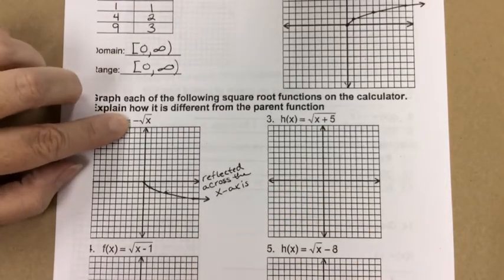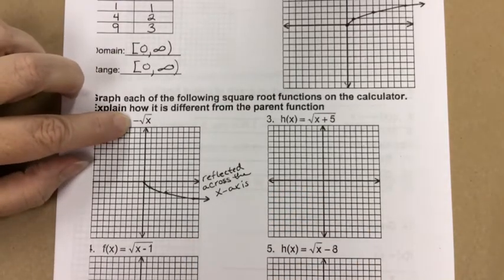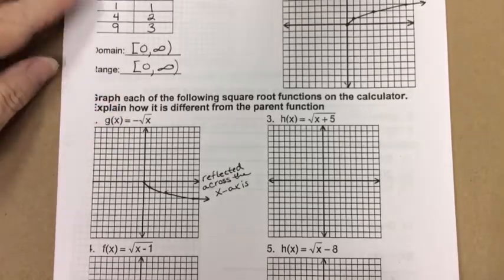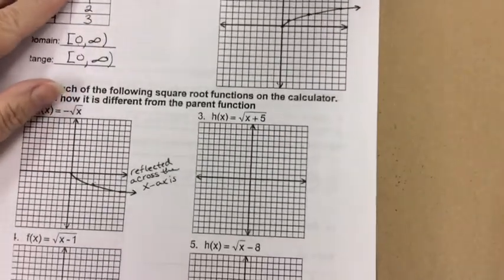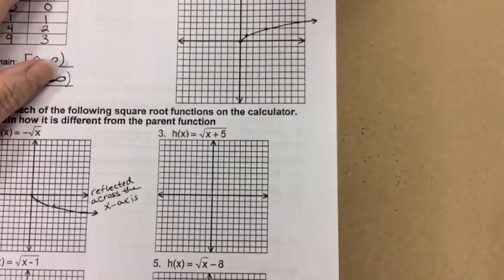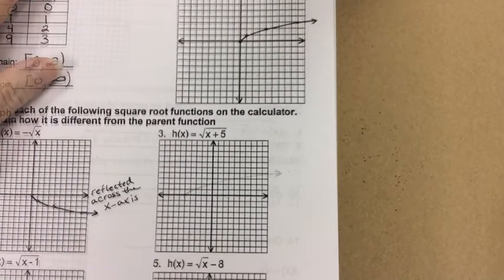Hey, there's a negative in front. That's exactly what happened with our quadratic function. When we put a negative in front, it reflected across the x-axis. Very interesting. It does exactly the same thing. All right, let's look at the next one. H of x equals the square root of x plus 5. Take a minute, put that in your calculator and graph it, and then we'll graph it on this paper.